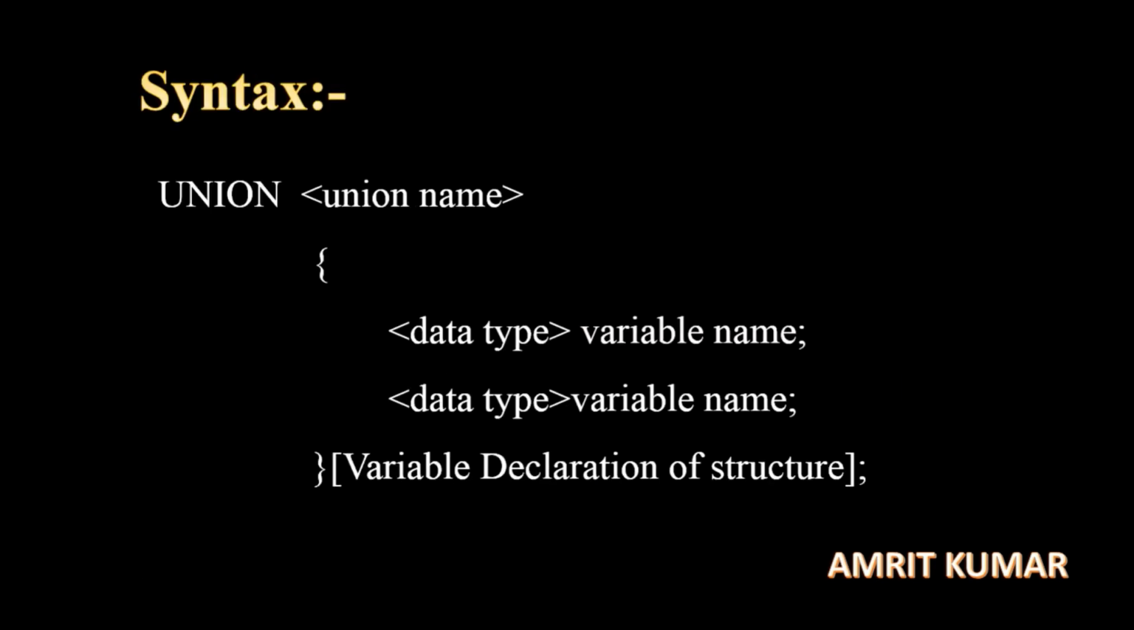Now here is the syntax part about the union. You need to use the union reserved keyword here. Then after it comes the union name, which might be any name that you want to give. Then open the union with open curly braces. Then you need to specify your data types, like variable name and then data type, variable name, data type. Then you need to define the variable declaration of your union. Okay.